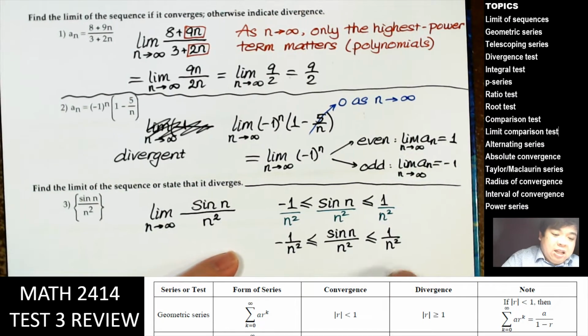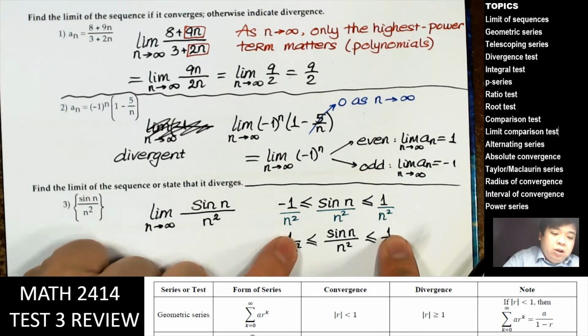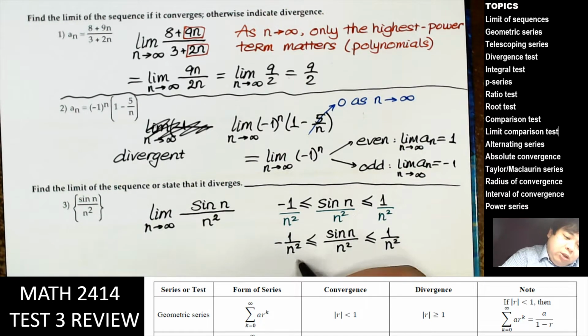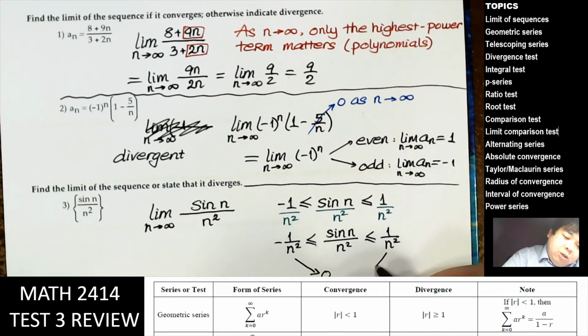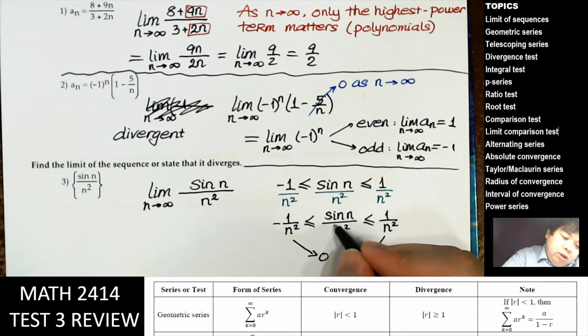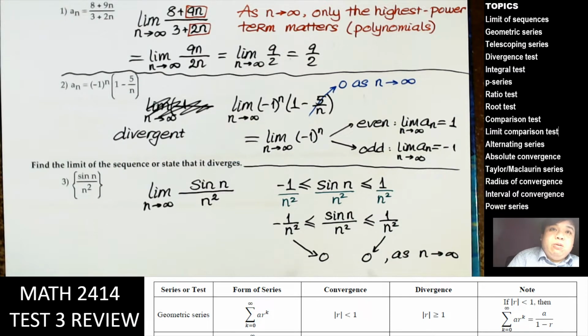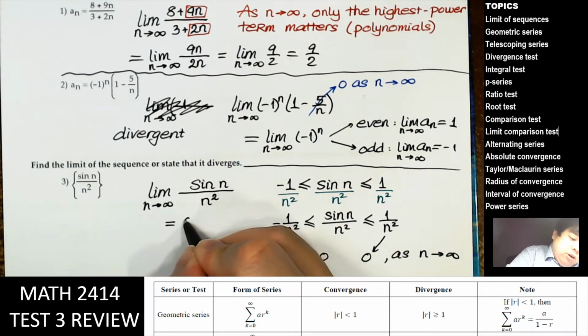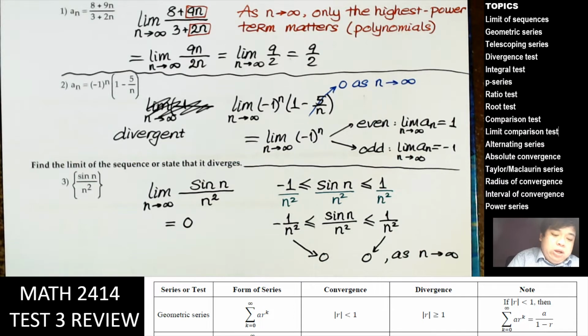If we divide by a negative number, we have to reverse it, but not on this one. Now notice that as n goes to infinity, this goes to 0, this goes to 0. Since the left bound and the right bound go to 0, it forces the middle to go to 0 as well. That is the Squeeze theorem. So because of that, the limit of sine n over n squared is equal to 0, by the Squeeze theorem. Right, so let me update that list.